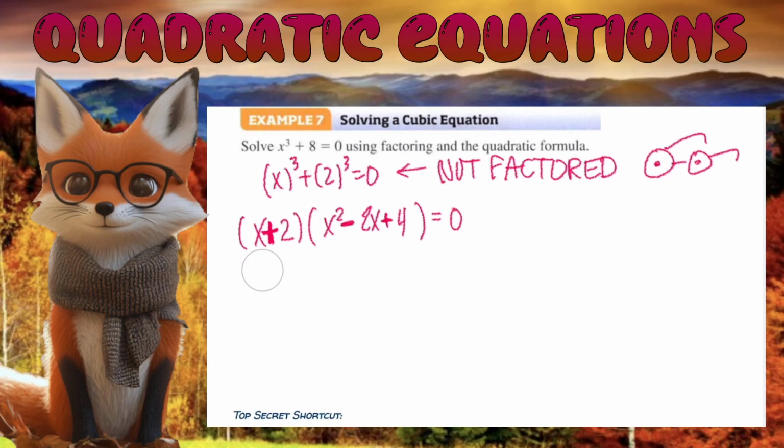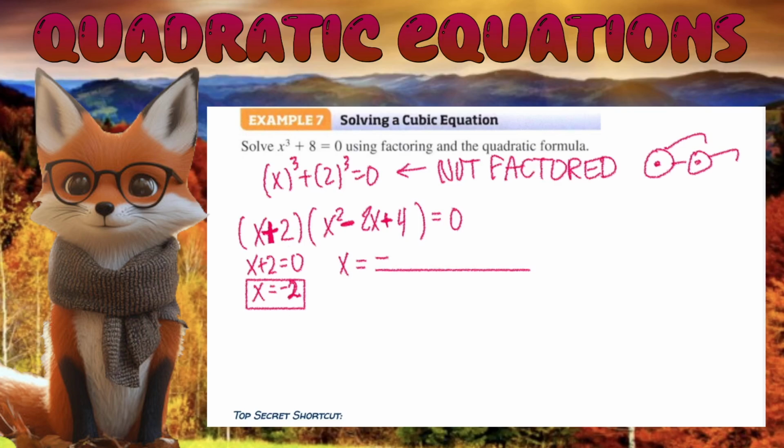Now, the quadratic factor is not factorable. It is prime. So when solving, we will not be able to use factoring. Okay, x plus 2 equals 0, x equals -2. There's that real solution we mentioned just a few minutes ago. Now, here we're going to use the quadratic formula, x equals.